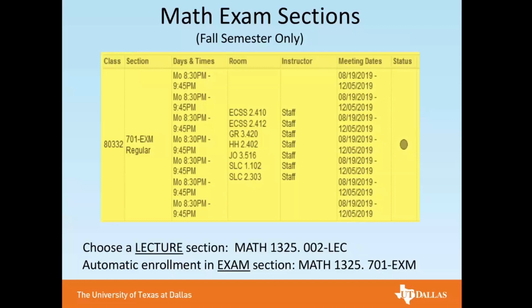Math 1325 has a required exam section that will be automatically added to your schedule. This section meets twice during the semester for your exam. This cannot conflict with other classes on your schedule. So in this instance, you would not be able to register for any class that runs past 8:30 p.m. on a Monday night. Orion doesn't allow any time conflict registration, so be sure that as you select classes, you verify that they will not have any time conflict.